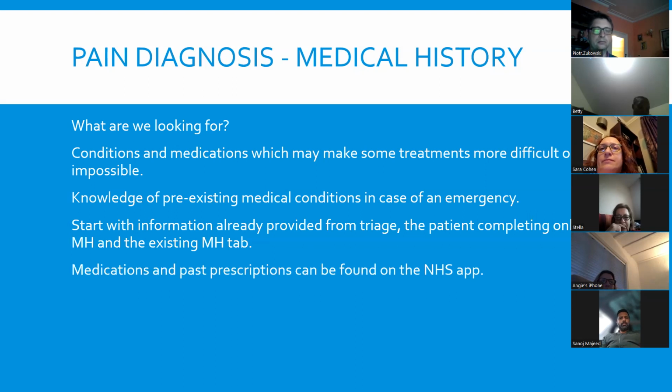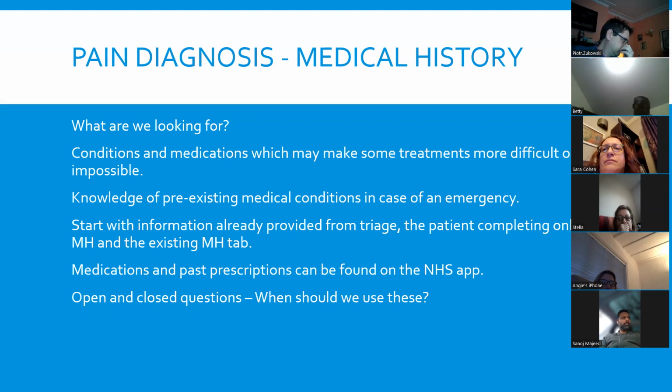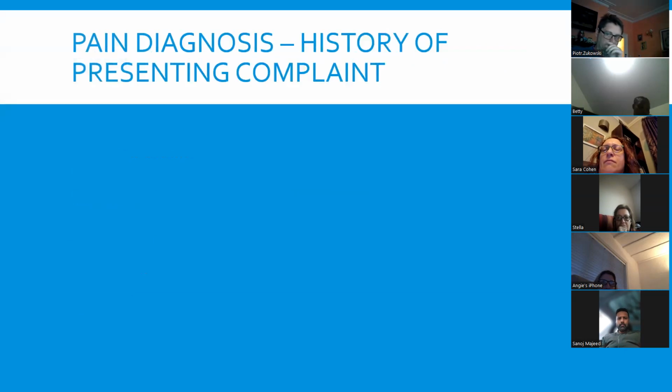We need medications and past prescriptions, which can be found on the NHS app. That's a useful tool if someone's got it. And knowing what the medications are is often helpful. Open and closed questions. When should we use them? So an open question is when you say, tell me everything you know about the, and a closed question is, are you on blood thinners? So when do we use them?